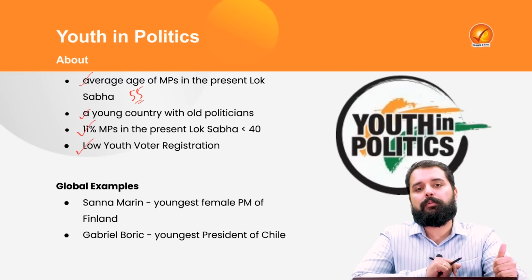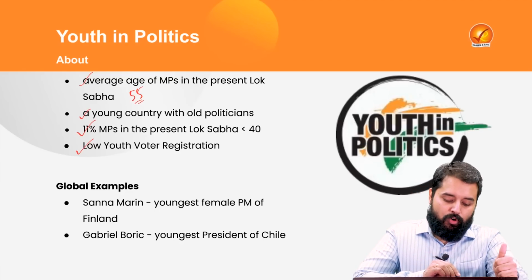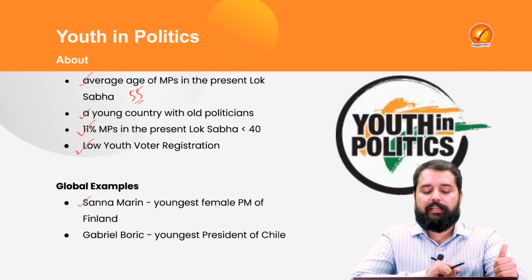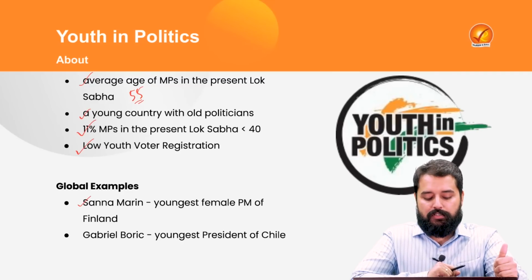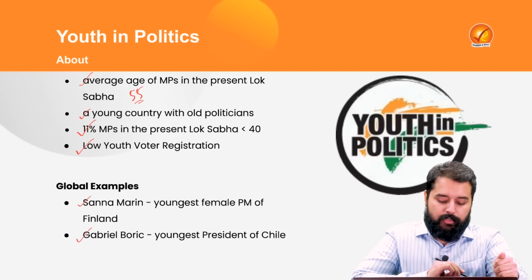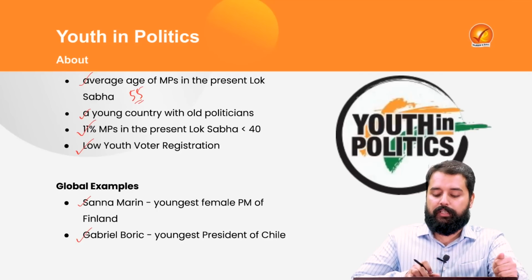And when we look at the voter registration by the youth also, that is pretty low. For example, in Uttar Pradesh, only about 25% of the youth who are eligible to register themselves as voters have registered. Whereas globally there are other examples. For example, in Finland, Sanna Marin is the youngest female Prime Minister of Finland at the age of 34 years. Likewise, Gabriel Boric became the youngest president of Chile, now about 38 years.